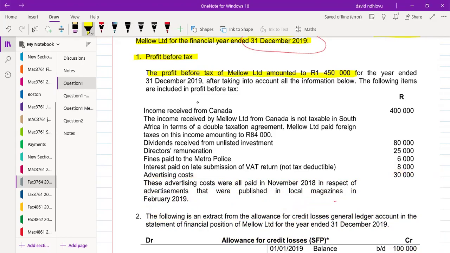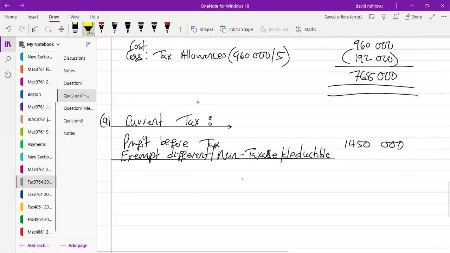Right, so it says the following items are included in profit before tax. Income received from Canada. The income received by Melo Limited from Canada is not taxable in South Africa in terms of the double taxation agreement. Melody paid foreign taxes amounting to 84 million. Right, so this is foreign income. It's under a double tax agreement. So therefore, it is not taxable in the hands of the taxpayer in South Africa. It's exempt. So we say foreign income.